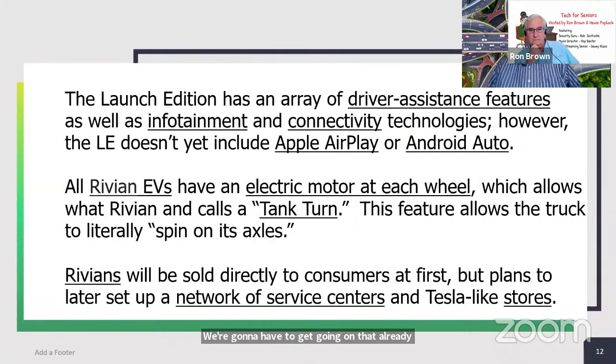All Rivian EVs have an electric motor at each wheel, which allows what Rivian calls a tank turn. This feature allows the truck to literally spin on its axles. That would be a sight. Rivians will be sold directly to consumers at first, but plans to later set up a network of service centers and Tesla-like stores.